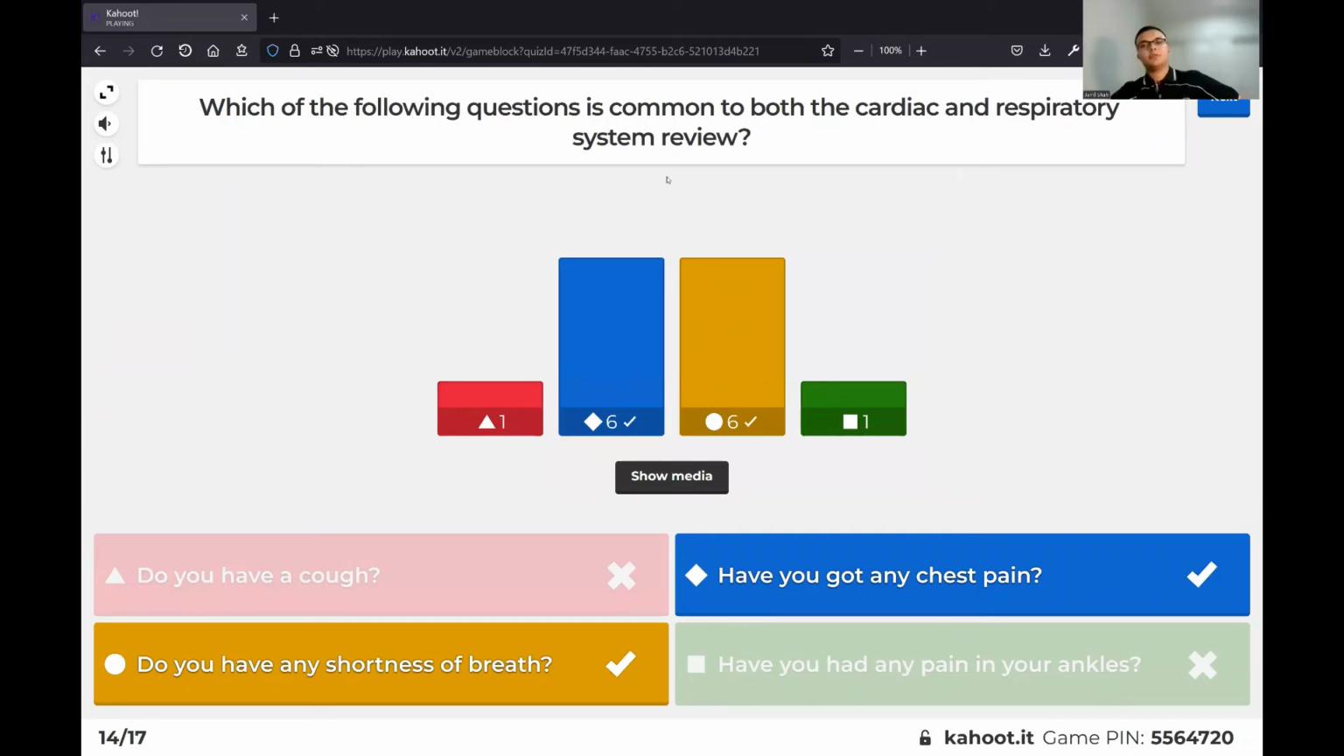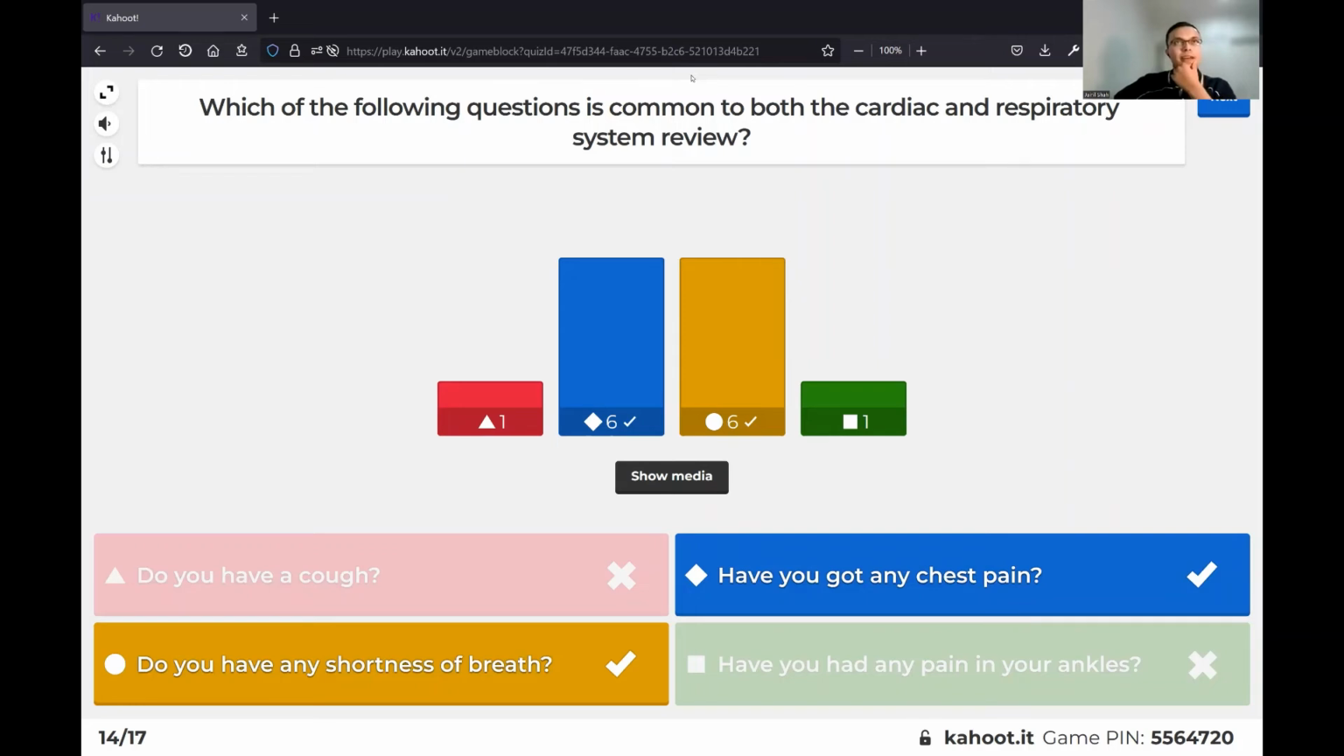Awesome. Yeah, so everyone got B and C. There was some confusion about A and D. Now, cough is definitely a respiratory related sort of symptom, but we don't conventionally put it under cardiac. The same with pain in your ankles, that's sort of more related to things like peripheral vascular disease, and so more cardiovascular, the vascular component of cardiovascular.